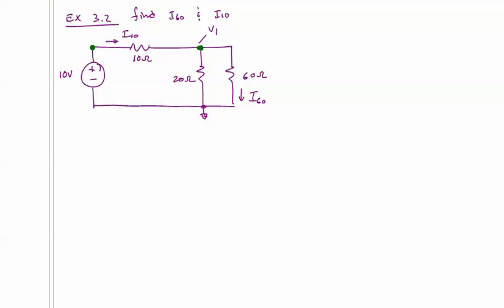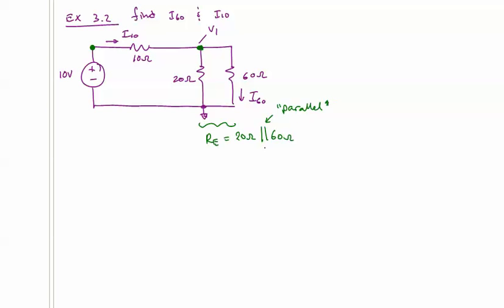The thing to recognize here is: can I do anything to reduce this to either a single node pair or a single loop? It's quite easy to reduce this to a single loop if we just consider that these 2 resistors are in parallel. So I could replace them by an equivalent resistance that would be 20 ohms in parallel with 60 ohms. This means parallel, shorthand for parallel.